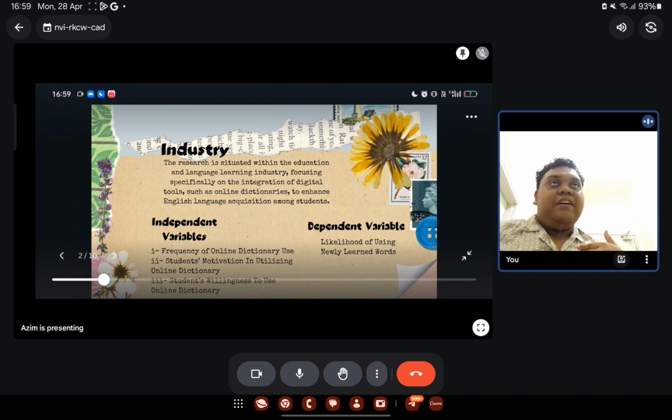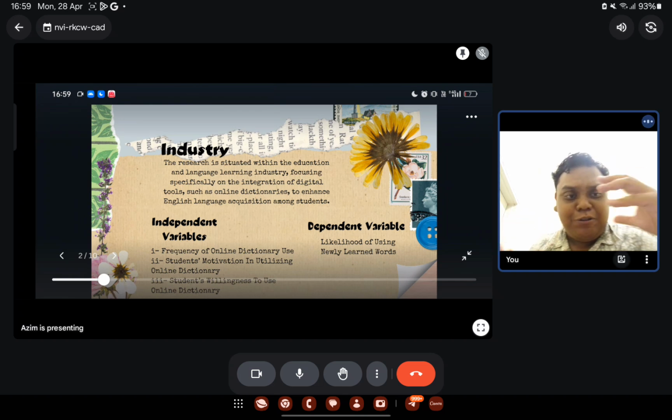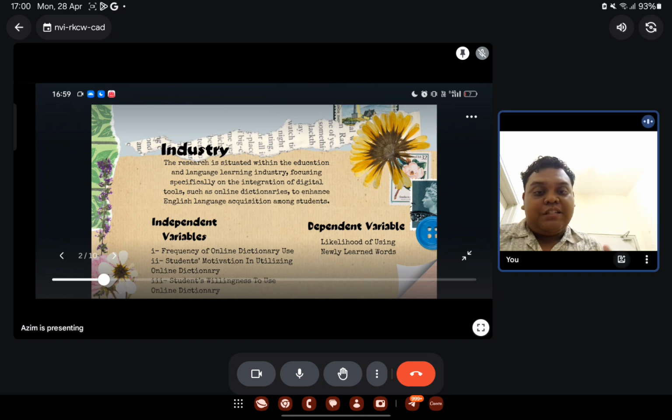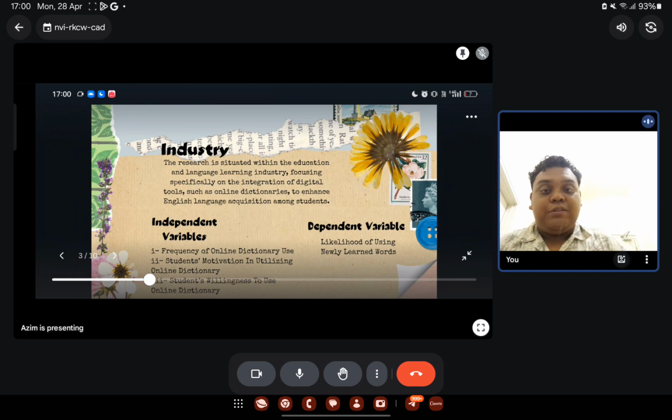Motivation means their inclination to use the dictionary already exists. Now, we want to know the degree of their inclination, whether they want to use it strongly or weakly, but willingness means would they use it? Then we move on to the dependent variable, which is likelihood of using newly learned words. So this is the end goal of our research. We would like to know whether students would use these words or not. What is the likelihood?